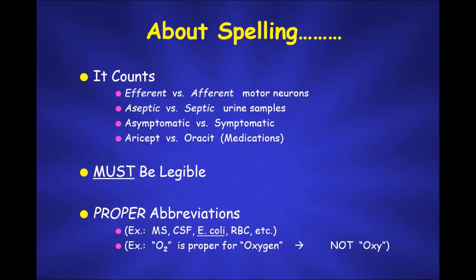Also, if you're going to use any abbreviations, make sure it's a proper abbreviation that you've learned, that it's in the PowerPoints or in the book. I've seen students put down, for oxygen, just oxy. Oxy is actually an abbreviation for oxytocin, the hormone that comes out of the pituitary gland. You learn about that later on. But that's not the proper abbreviation for oxygen. The proper abbreviation is O2. So do make sure you use the proper abbreviations.